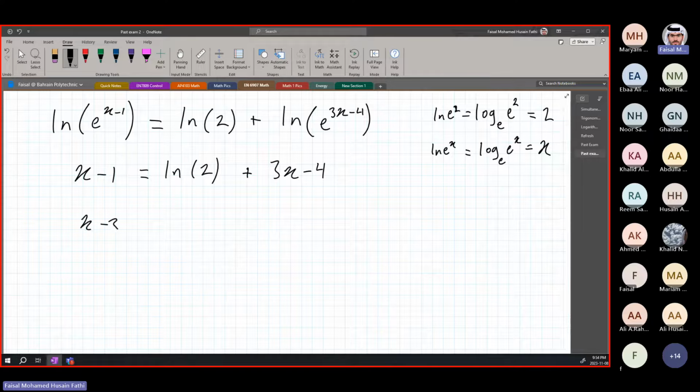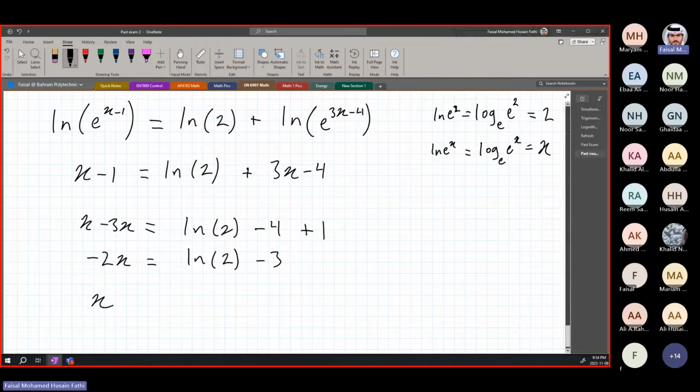It will become x minus 3x is equal to ln of 2 plus 1. Let's just do it in order. Minus 4 plus 1. Okay, I just took the 1 to the other side. 3x on this side. Minus 2x is equal to ln 2 minus 4 plus 1 is minus 3. X, if we divide both sides by minus 2, x is simply equal to ln 2 minus 3 divided by minus 2. Put that in the calculator. x should come out for you.